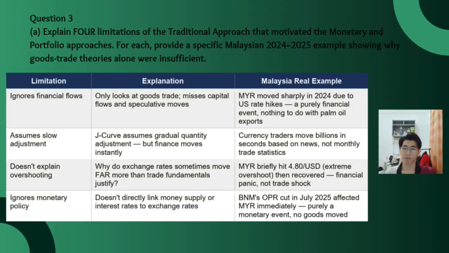Does not explain overshooting. Why do exchange rates sometimes move far more than trade fundamentals justify? Malaysia ringgit briefly hit 4.8 over USD, extremely overshot, then recovered. Financial panic, not trade shock. Ignores monetary policy. Does not directly link money supply or interest rate to exchange rate. Bank Negara Malaysia OPR cut in July 2025 affected Malaysia ringgit immediately. Probably a monetary event, not goods move.